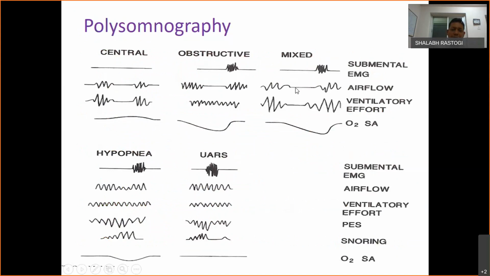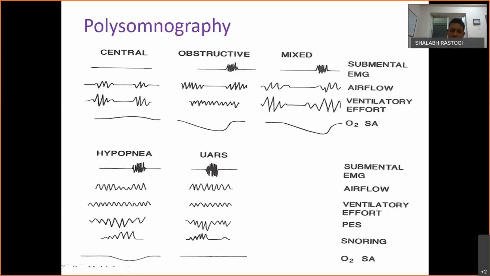It's having both the features, so it's a mix. In the hypopnea, the ventilatory efforts are there and airflow is reduced. It's not absent, so it is called hypopnea. And when the respiratory effort is there and it results in awakening, it is called RERA, which signifies upper airway resistance syndrome.